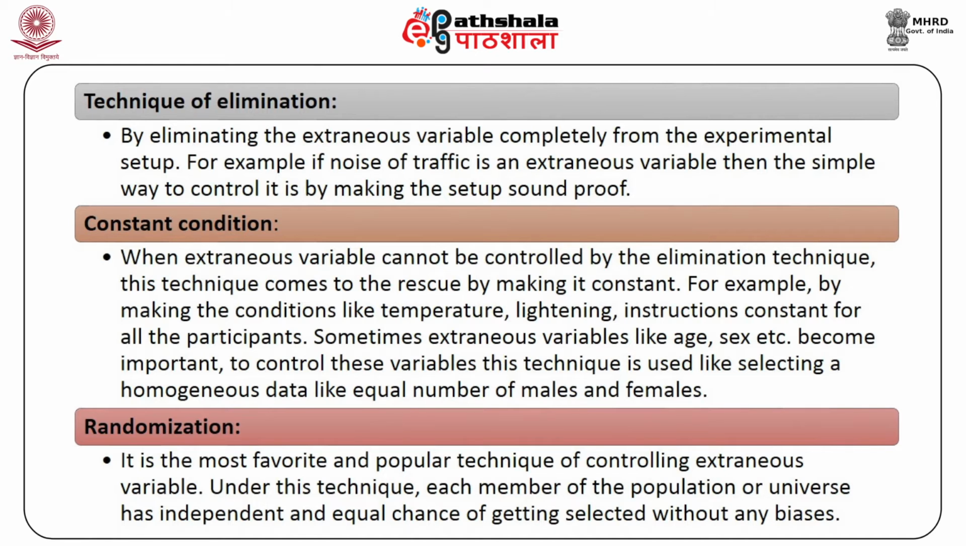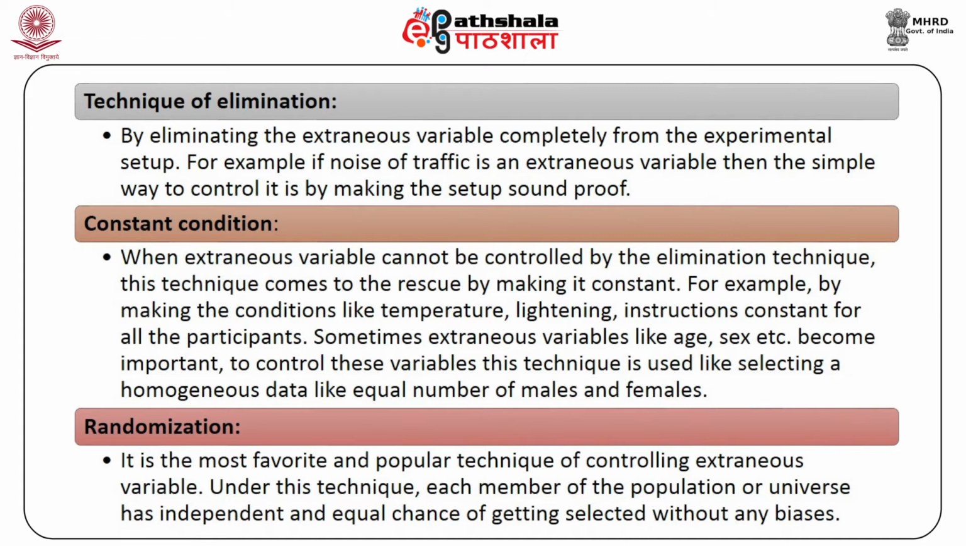Sometimes extraneous variables like age, sex, etc. become important. To control these variables, this technique is used, like selecting a homogeneous data, where an equal number of males and females may be chosen.